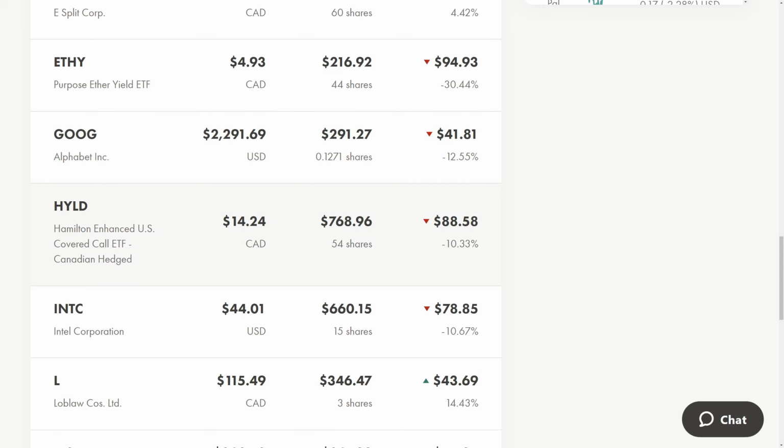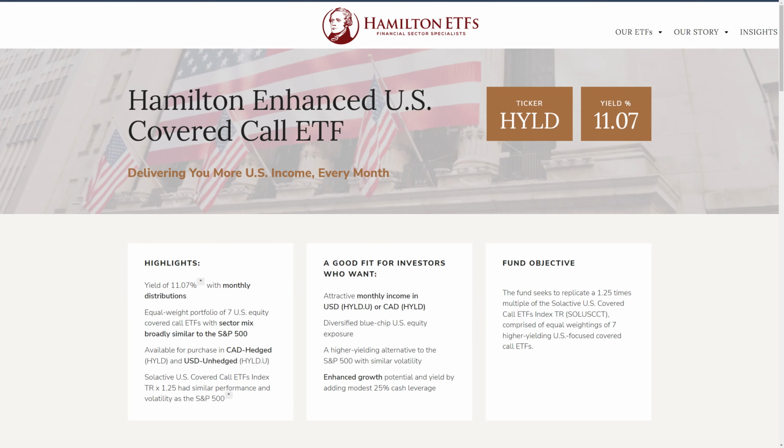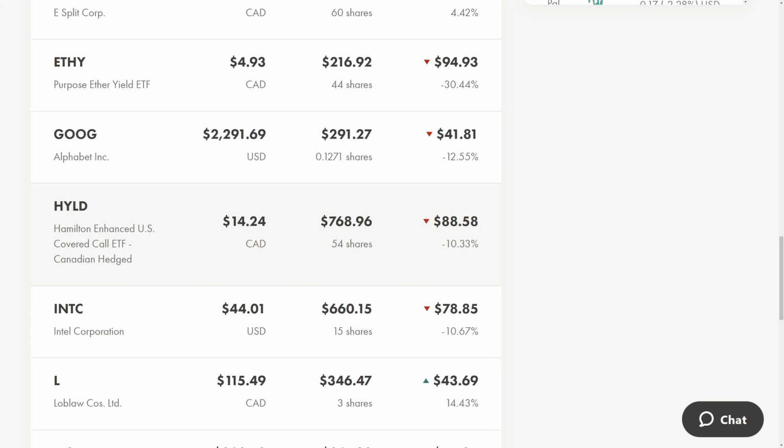I also purchased 4 more shares of HYLD right now. This is a covered call ETF that has 7 different U.S. listed ETFs, and it's paying a little over an 11% yield right now, which technically does beat the market, since the market is expected to return roughly 8 to 10%. So if this falls further, I'm definitely just going to keep averaging into this, keep picking up more shares of this, and keep increasing our passive income in the portfolio so we can keep purchasing more and more shares.